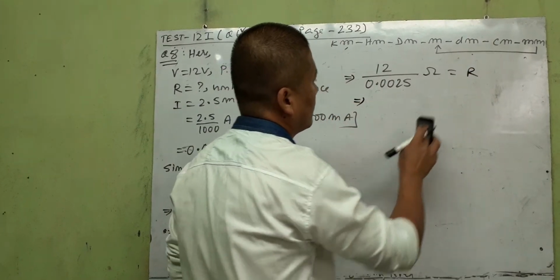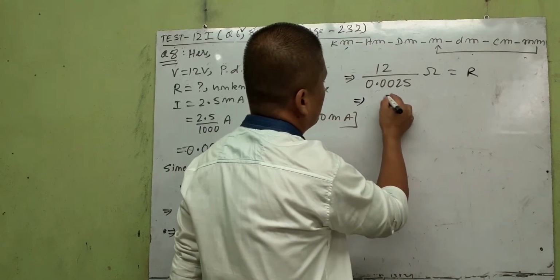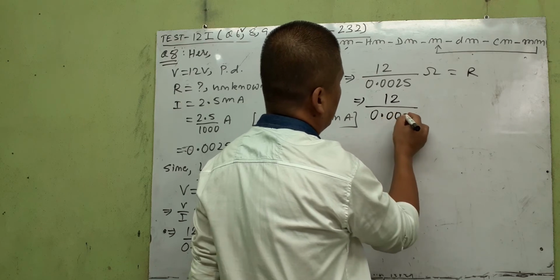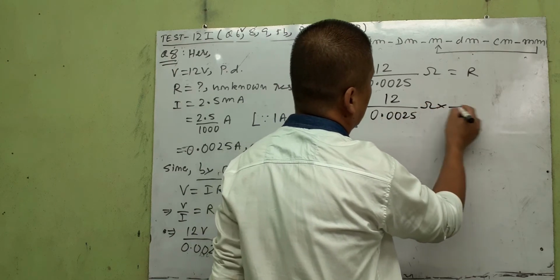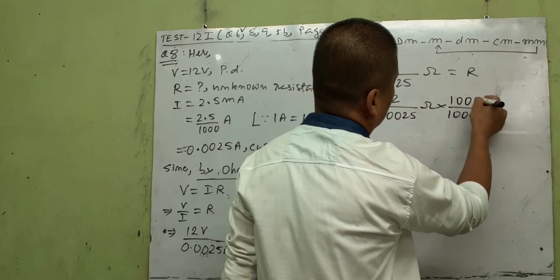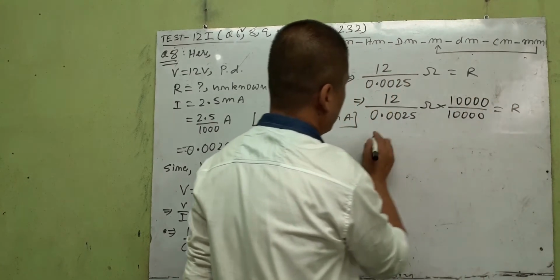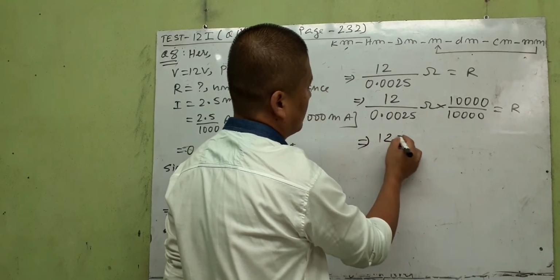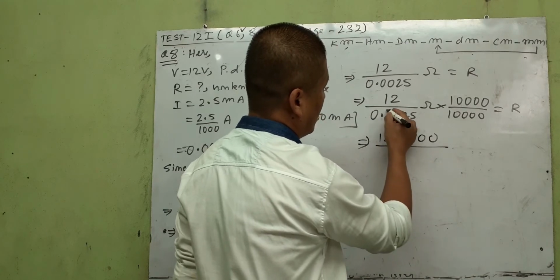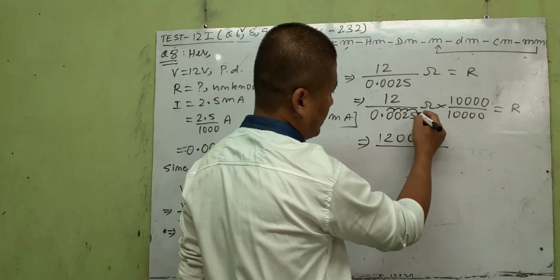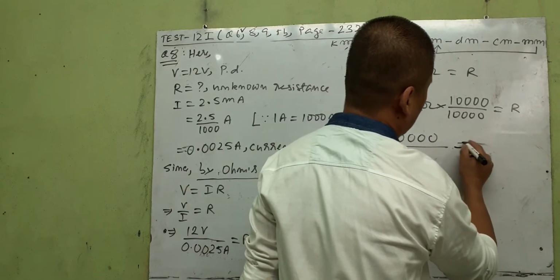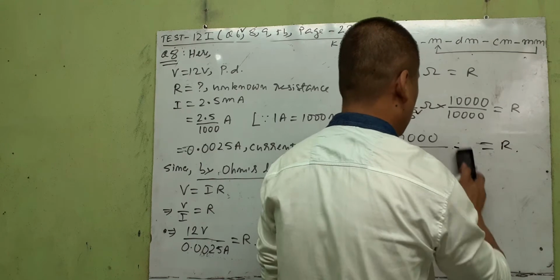So let us now remove this decimal, 1, 2, 3, 4, because it's always easier to deal without decimal in the denominator especially. So 4 zeros here, and up also 4 zeros. Then this decimal will get removed. That also adds 4 zeros here, 1, 2, 3, 4. Multiplied, divided by here, it will move to the right side of 25. So 25. This much ohms is equal to resistance.